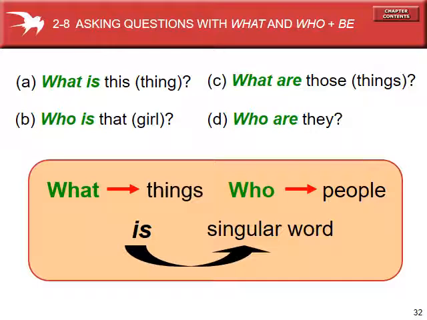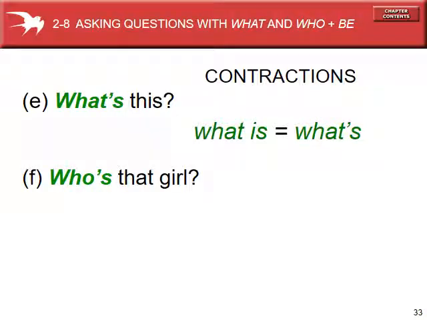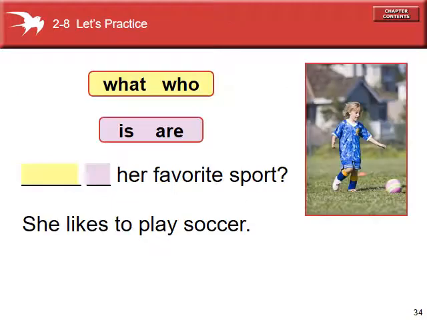So when we're making these questions with what and who, we'll notice that when the subject, this, is singular, we use is. But when the subject, those or they, is plural, we're going to use the plural form of are. So we do have contractions with both of these. So we can say, what's this? Which means the same as what is this. We can also say, who's that girl? Which is the same as saying, who is that girl? So in this case, we can use contractions with both.